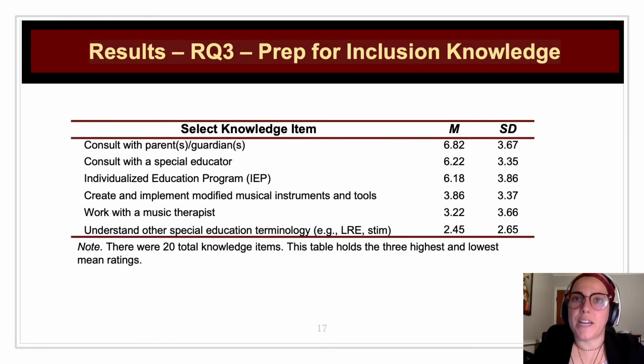Research question 3 asked about music teachers' preparation for inclusion knowledge. This chart shows the 3 highest and 3 lowest means. Consult with a parent guardian, consult with a special educator, and individualized education program, IEP, received the highest mean scores. Understand other special education terminology, work with a music therapist, and create and implement modified musical instruments and tools received the lowest mean scores.